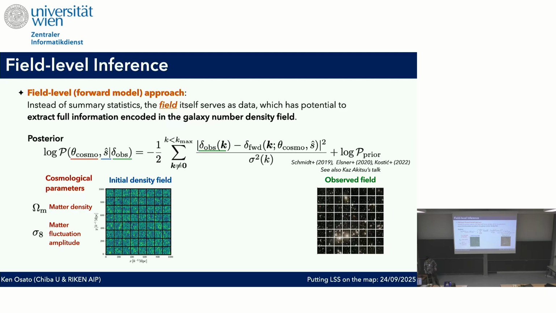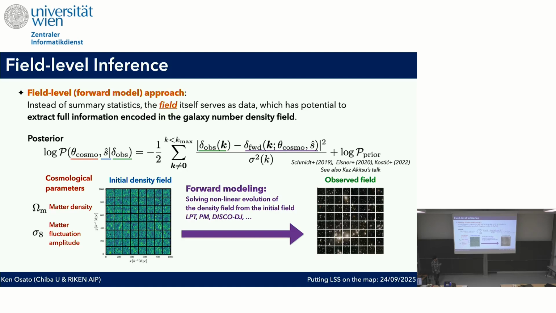Anyway, the choice of the likelihood is quite technical. But in this case, I just take this Gaussian likelihood to define the probability. And another very important component in the field level inference is the forward modeling. Given the cosmological parameters and the initial density field, we want to evolve the density field to the nonlinear galaxy density field to make the direct comparison between the predicted one and the observed one.